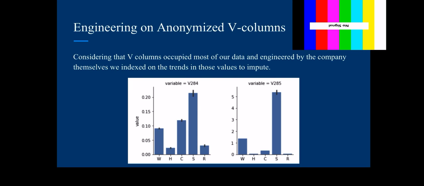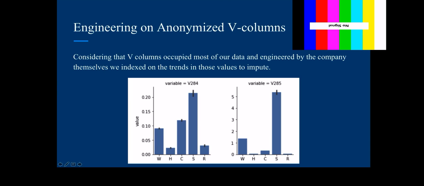Because the V columns were engineered by the company themselves, we indexed on those the most when we started doing feature engineering. And as you saw before, there were correlations in the missing values between the V's. So what we did is we tried to find correlations between the non-anonymized columns and the anonymized V columns to see if there are any trends in that. As you can see, according to the product CD and each of the anonymized V columns, S, which is still anonymized, we don't know what that is, always had a considerably larger mean value than the other ones. W was consistently second.